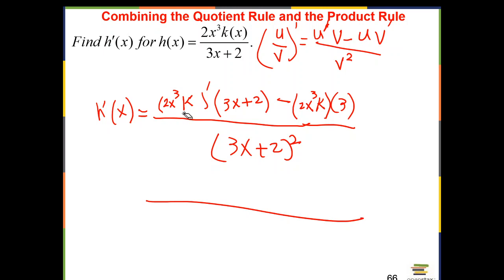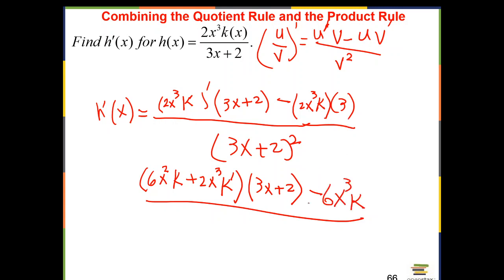Now, the numerator here is going to be the derivative of this times this. I'm talking about just this one, right? What's the derivative of 2x to the third? 6x to the second, right? Times k, plus the derivative of k times this. So it would be 2x to the third k prime, and then we have to multiply that by 3x plus 2. And then minus 6x to the third k, over 3x plus 2 squared, right?